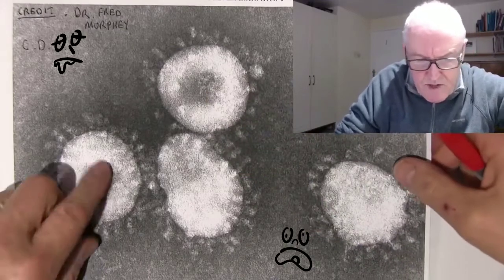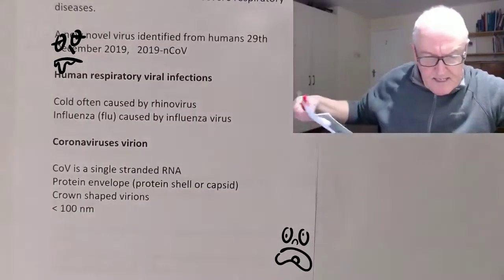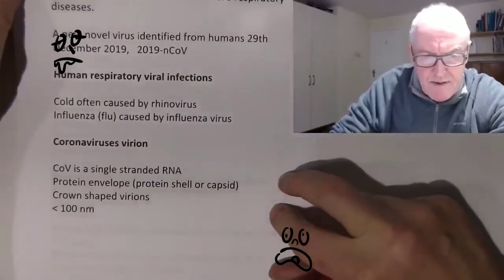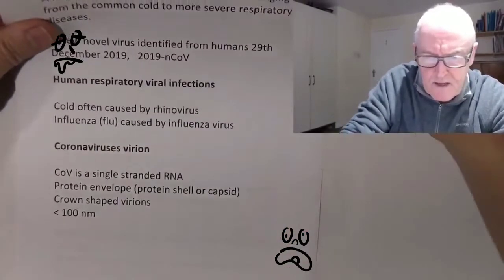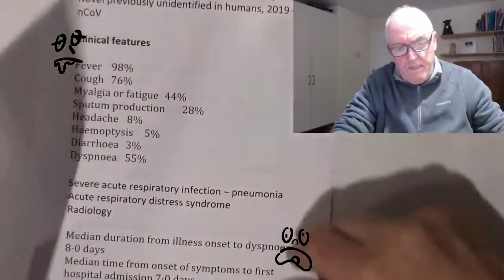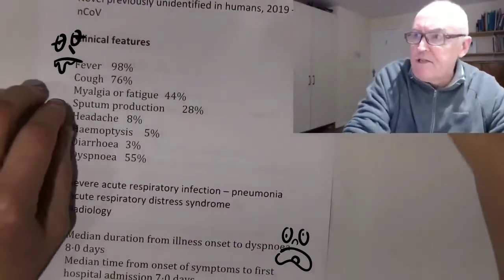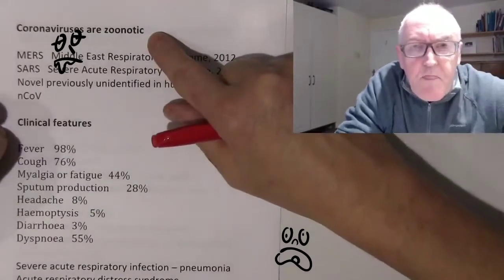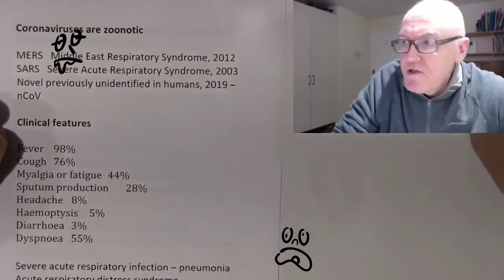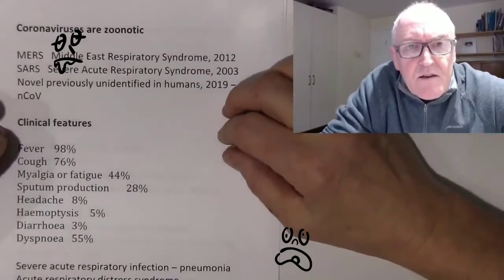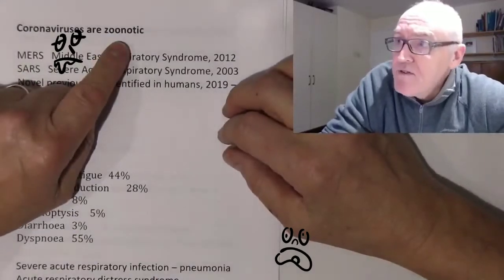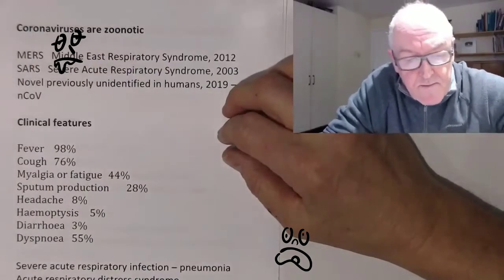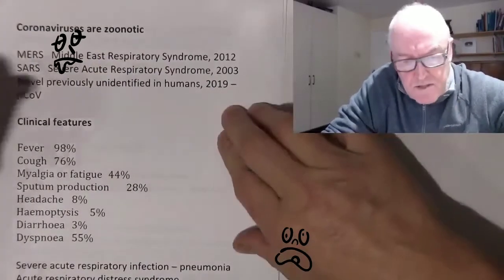Here in this picture with the RNA inside in this protein envelope or capsid round about the outside. Now, coronaviruses are zoonotic. It's one of the zoonoses illnesses. Now, the zoonoses illnesses, as the name sort of implies, are infections that we get from animals. So this comes from animals.